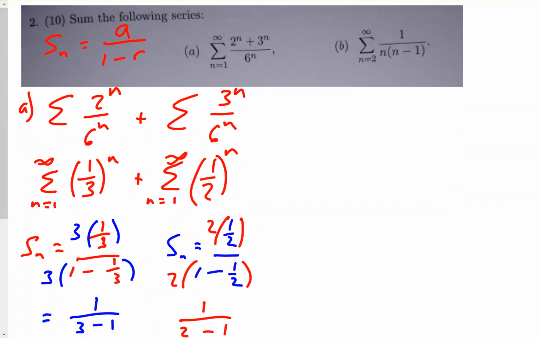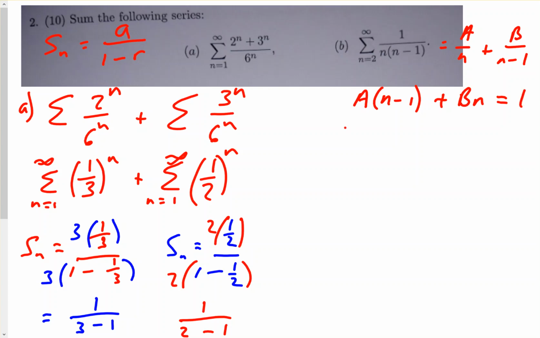Part B, we have 1 over n times n minus 1. This is called a telescoping series. Okay, we could split this apart. We'll do partial fractions on this, and we could say we have a over n plus b over n minus 1. Which means we would multiply this fraction by n minus 1. So we have a times n minus 1 plus, for the fraction on the right, we would multiply by n, b times n, and this has to equal our numerator here of 1.